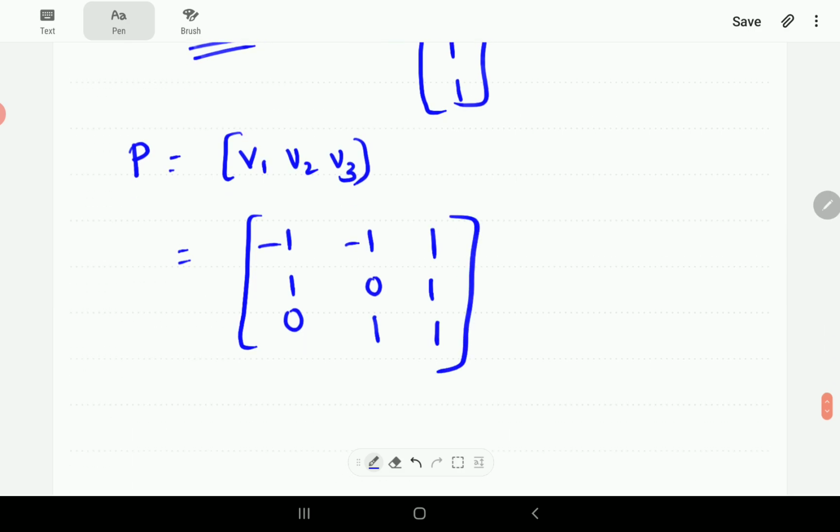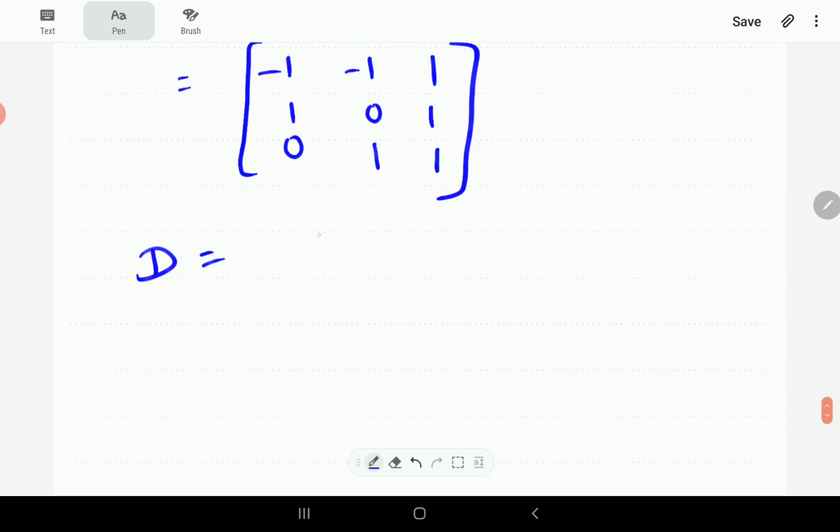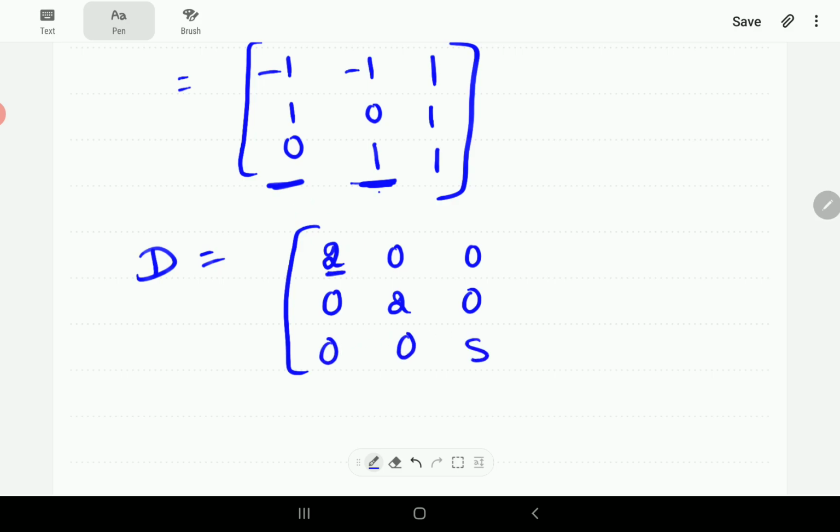Whatever the order you are following, please be careful. There is no condition that you should use lambda equal to 8 first or lambda equal to 2 first. But the condition is on the D. Whatever the order we are following here, we will follow there also. Since this is corresponding to lambda equal to 2, and this is also corresponding to lambda equal to 2, the diagonal matrix should be 2, 0, 0, 0, 2, 0, because this is with respect to 2 and this is also with respect to 2. Then 0, 0, and the last one is with respect to 8. So this should be your diagonal value.